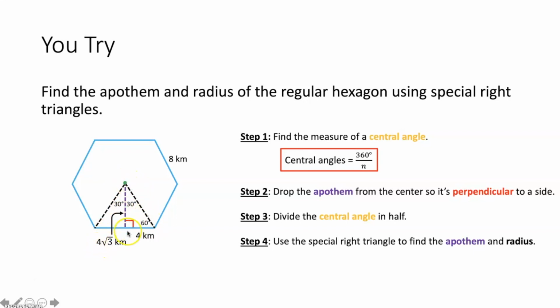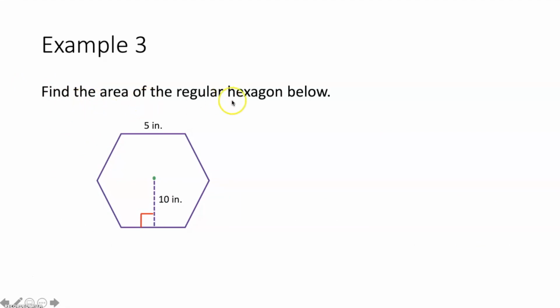If I want to find the radius, which would be the hypotenuse here in this 30-60-90 degree triangle, I just take the length of the shorter leg, multiply it by 2, and I get that the radius is 8 kilometers. So I have successfully found the apothem and radius of this regular hexagon. Now, example 3 says find the area of the regular hexagon below.